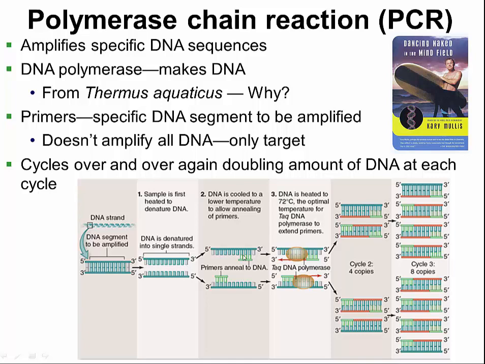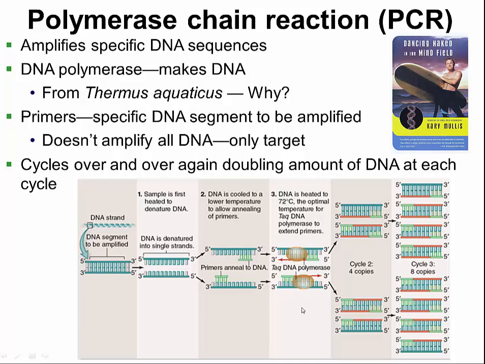We then cool the DNA down. We allow the primers, shown in green there, to bind. The primers are going to tell us what section of DNA is going to be amplified. And then we heat the DNA up a little bit to 72 degrees. The annealing temperature is likely to be 60 degrees or so. We heat the DNA up to 72 degrees, and we copy the two strands of DNA using our DNA polymerase.